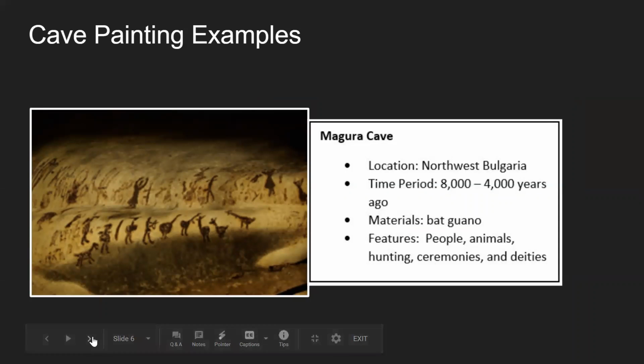And another cave painting example is the Magura Cave. It's located in northwest Bulgaria. The time period's 8,000 to 4,000 years ago. Materials, they used bat guano. So that is bat poop. And it features people, animals, hunting, ceremonies, and their own deities.